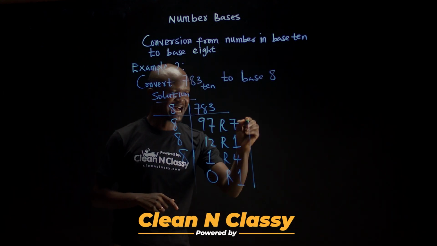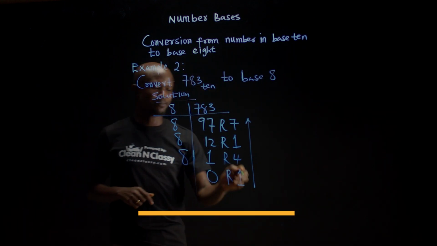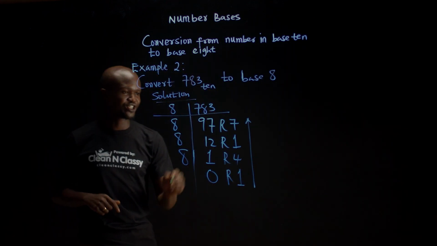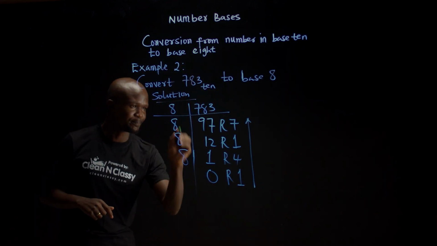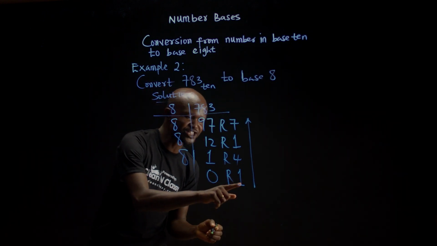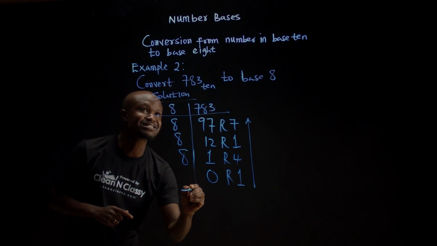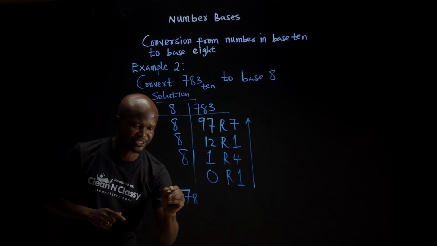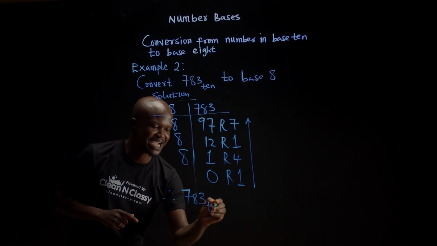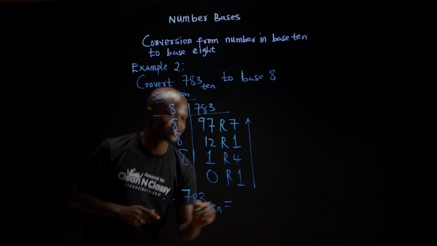Then your answer is from the bottom to the top, rather. From bottom to top. So the first number at the bottom, what do we have? We can now conclude that 783 base 10 is equals to what?